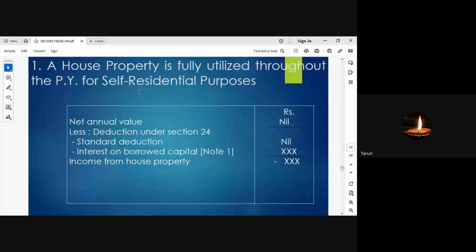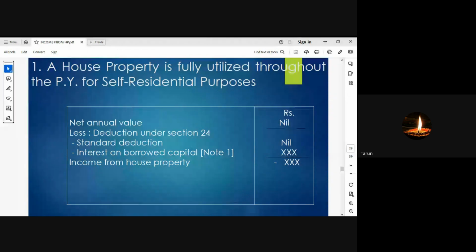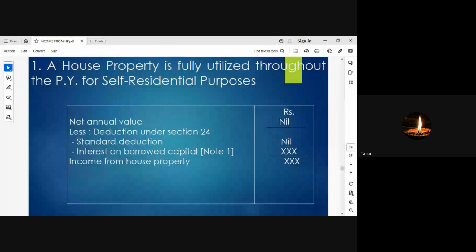No amount will be chargeable because that property is used for self-occupation or for own residence. So no rent will be chargeable, and directly you will have to make the deductions under section 24, following the same procedure: standard deduction and interest on borrowed capital. Once you deduct these two items from the net annual value, you will get the income from house property.